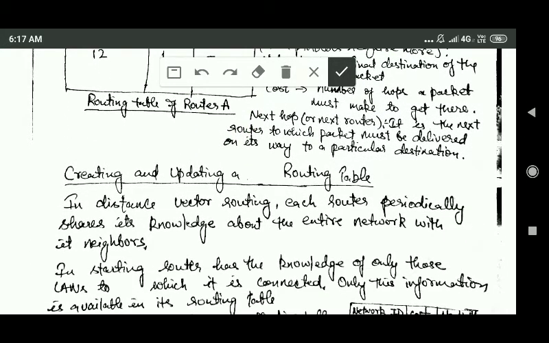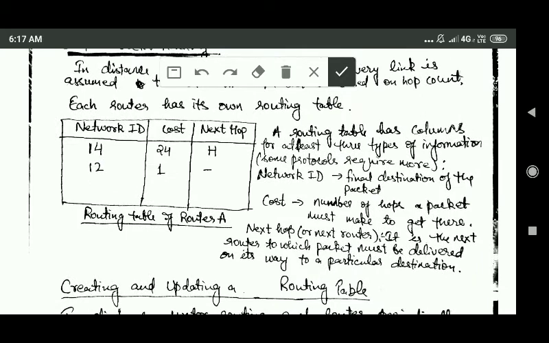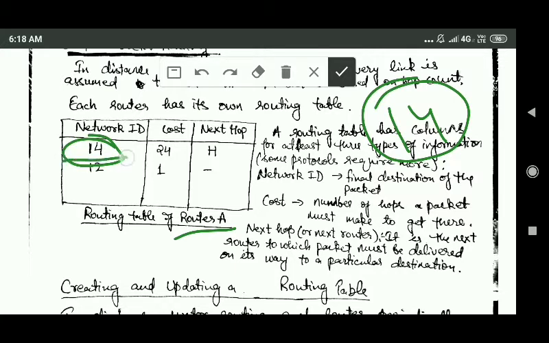Now next is how the routers in a distance vector routing algorithm create and update their routing tables. First of all, you should understand the significance of the routing table of a router. Suppose router A has to send a packet to some network whose ID is 14. Then first it will look for the entry in its routing table where network ID is 14. So here you can see this is the entry where network ID is 14. Then it will see the next hop. Next hop is H. So it means to send a packet to the network whose ID is 14, router A has to send the packet to router H.